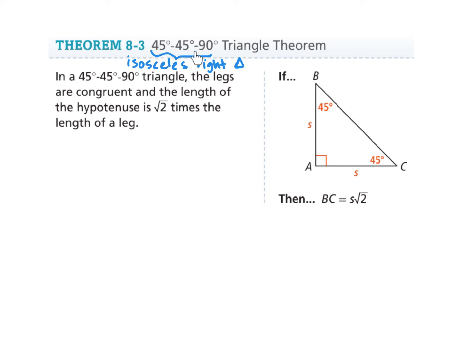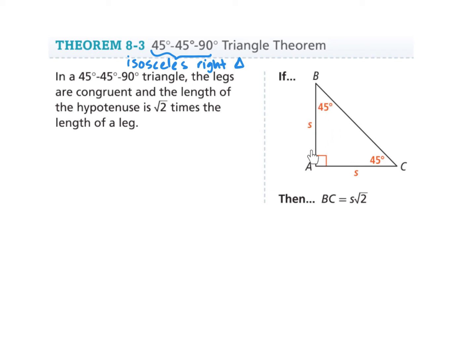So for every 45-45-90 triangle, there's a pattern for the lengths of the sides. And one way to describe the pattern is to say that the legs will be congruent, so there'll be S and S, for instance, and the hypotenuse will be whatever that number is times the square root of 2.